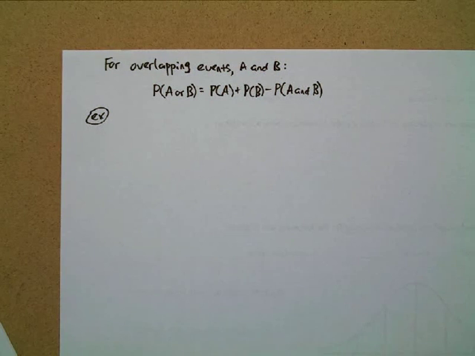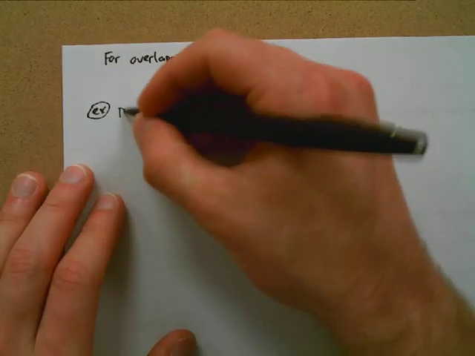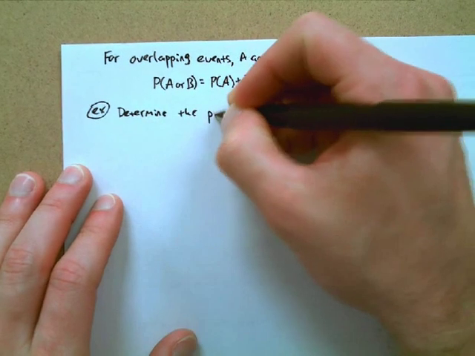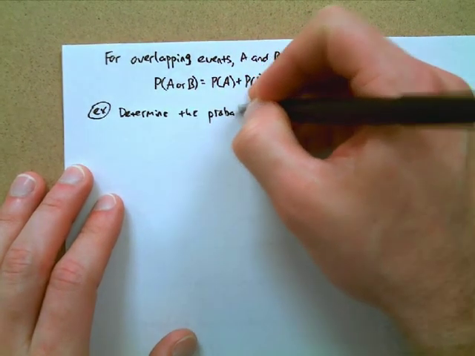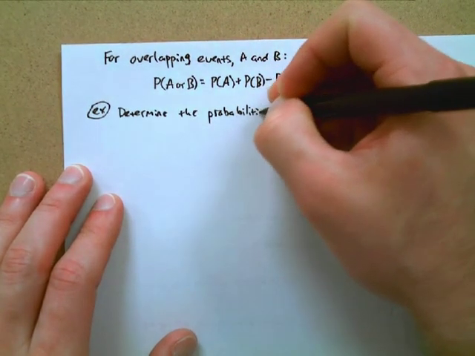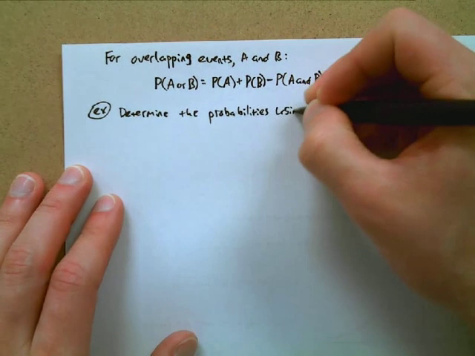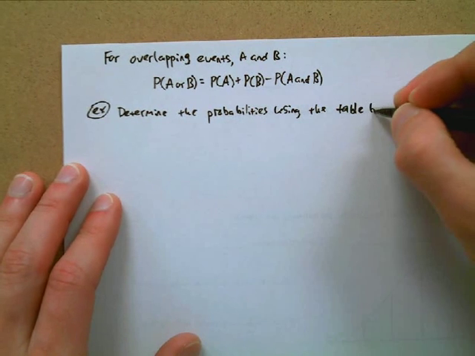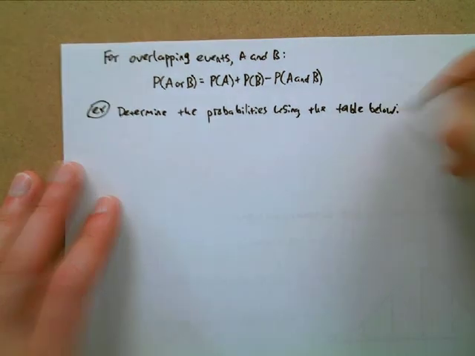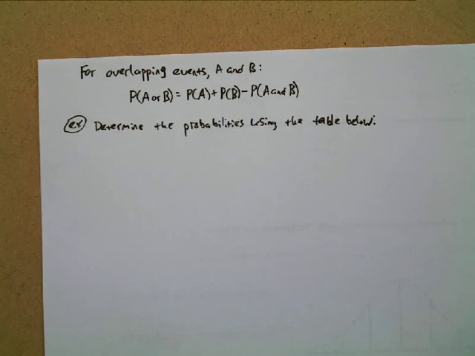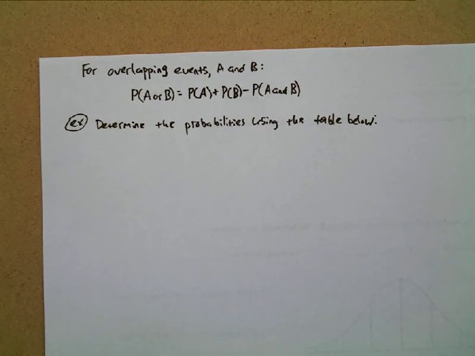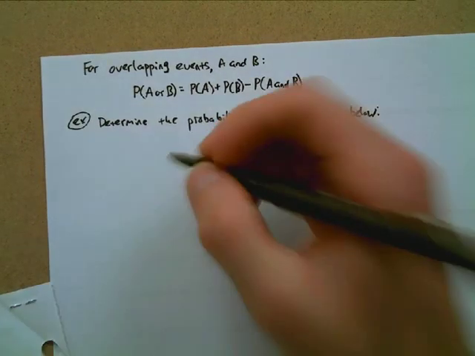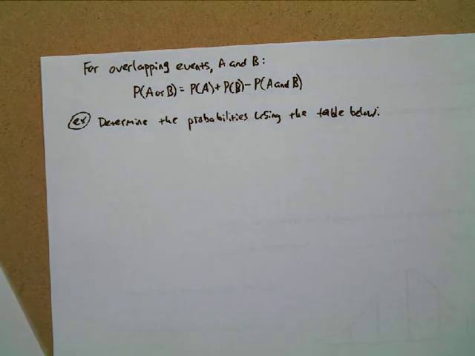Okay, so let's just determine the probabilities using the table below. And I'll pick a smaller table here. This one's too much. Let's do this one. Okay, get some more interesting stuff going on.